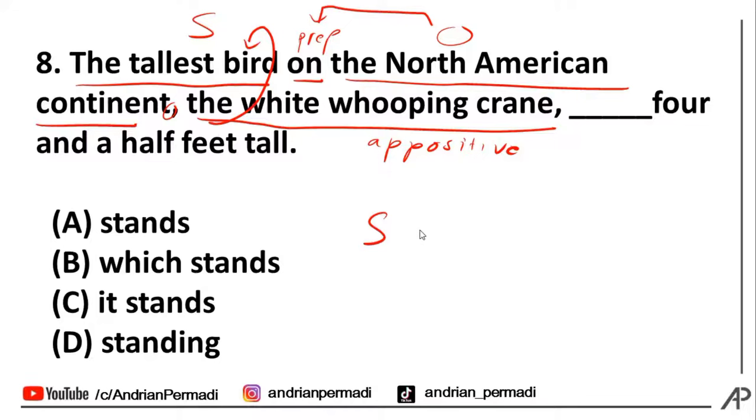In conclusion, we need to find the verb for this subject. Stands is a verb. Which stands is a connector that functions as a subject, stands is a verb. It stands is a pronoun that functions as a subject, stands is a verb. Standing is an adjective, or it can be a gerund. Therefore, the answer is A, because this sentence only needs a verb.